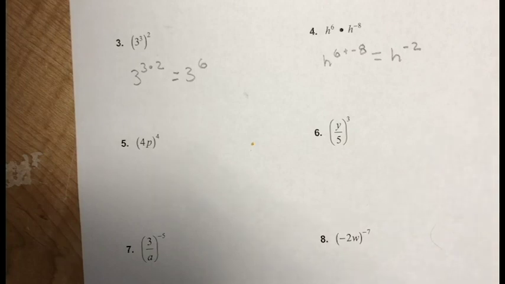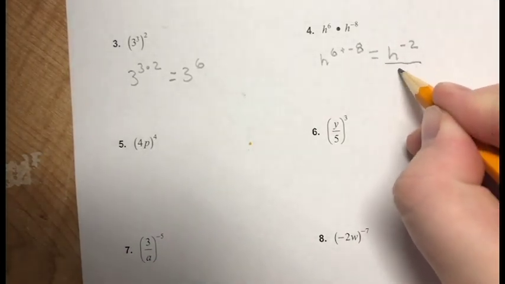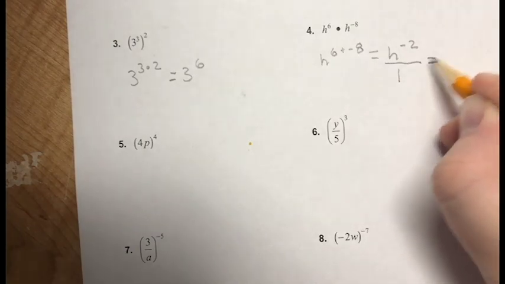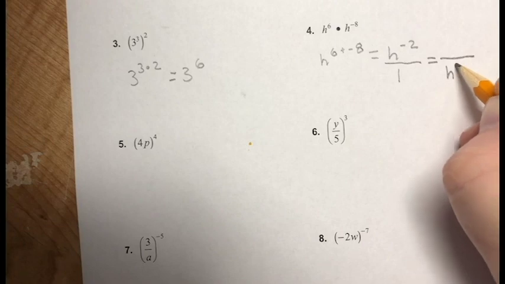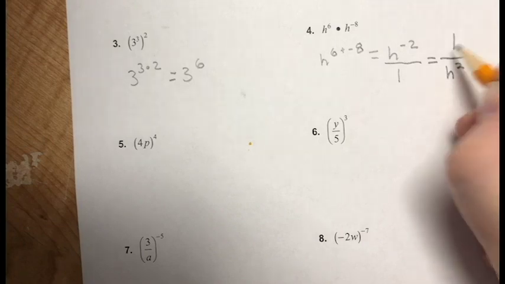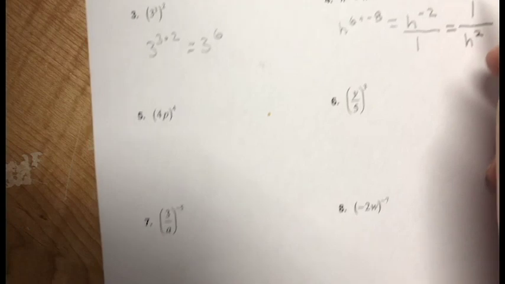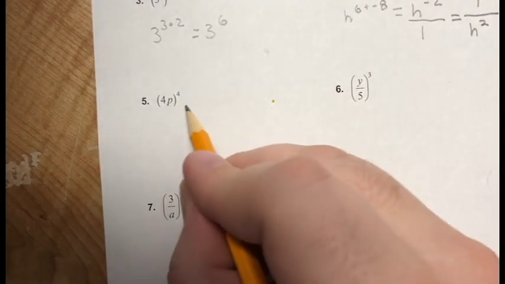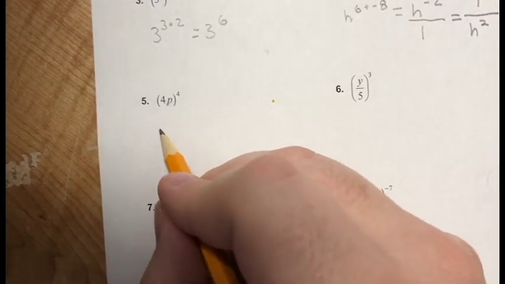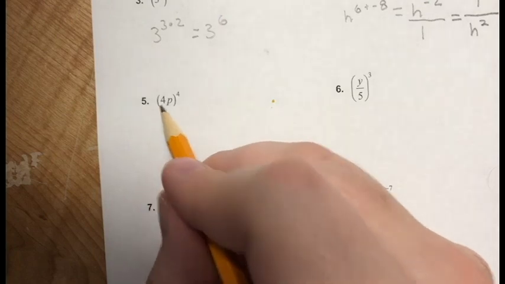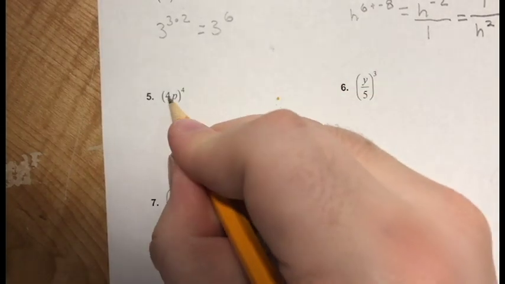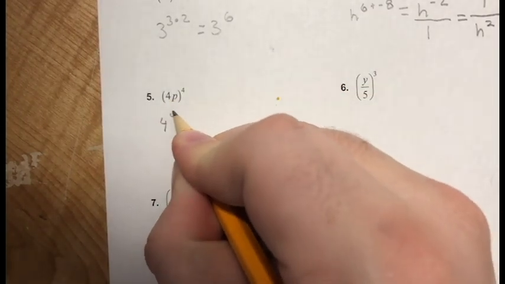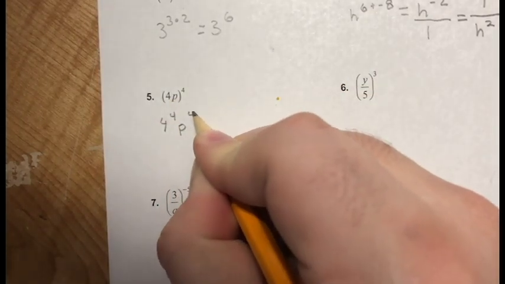And now, because of that rule, I do not like negative exponents. I can know that this can be written over 1, and I can rearrange this. I take this from the numerator, I put it in the denominator, drop the negative, and I leave a 1 up top, and I'm done. The next one, 4p all to the 4th power. This is a power of a power property. So it's telling me to basically, kind of like that distributive property, go 4 to the 4th power and p to the 4th power.